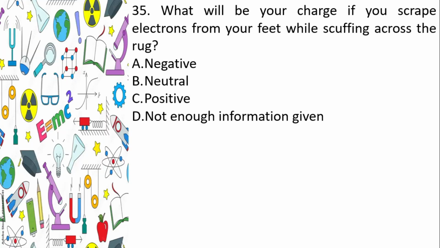35. What will be your charge if you scrape electrons from your feet while scuffing across the rug? When you say scrape electrons, you mean you are removing electrons from your feet while scuffing across the rug. So if you are removing electrons from your feet, that means there are fewer electrons in your body. That means you will have a positive charge.